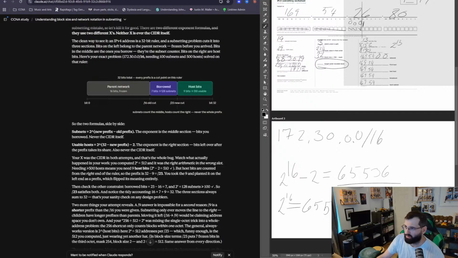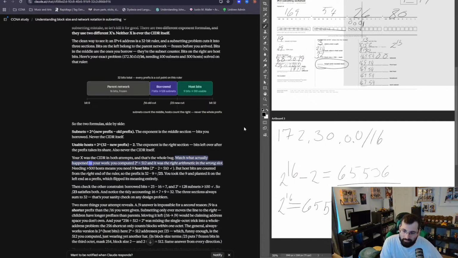What? Okay, hold on. The exponent is the middle section. Bits you borrowed. Never the CIDR itself. Usable hosts equal 2 to the power of 32 minus the new prefix, minus 2. The exponent is the right section. Bits left over after the prefix takes its share. Also, never the CIDR itself. Your X was the CIDR in both attempts, and that's the whole bug.